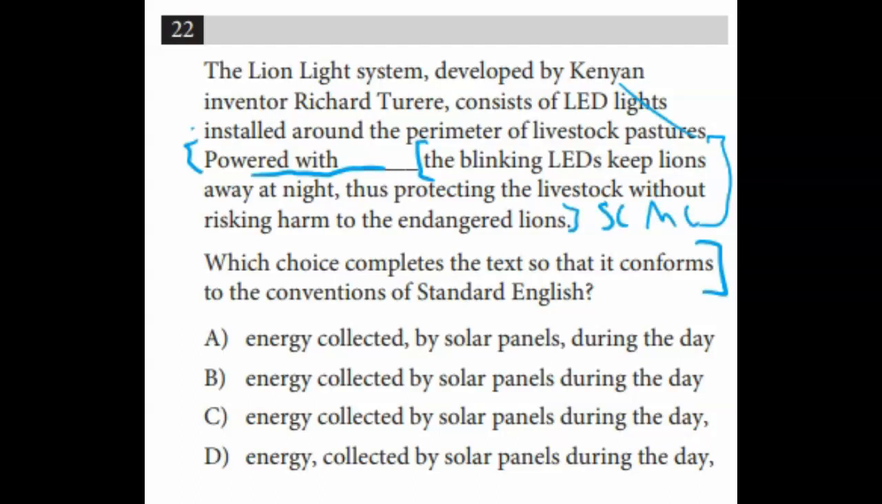And what do you need separating a subordinate clause and a main clause? It's going to be a comma. So immediately I know A and B are out because there's no punctuation here. And so all we need to consider is C and D. I can say powered with energy collected by solar panels during the day, and you don't need a comma there. This results in a comma splice. And so C is going to be the correct answer.